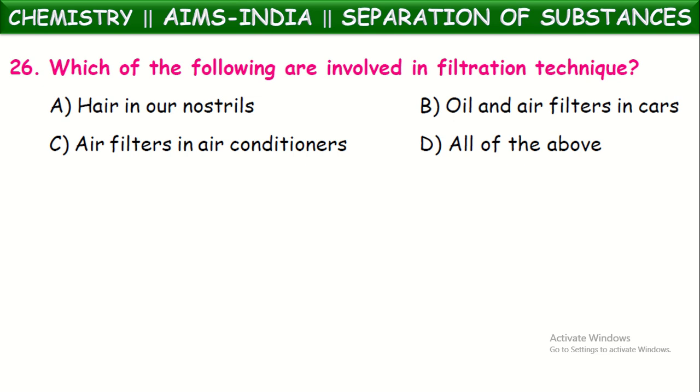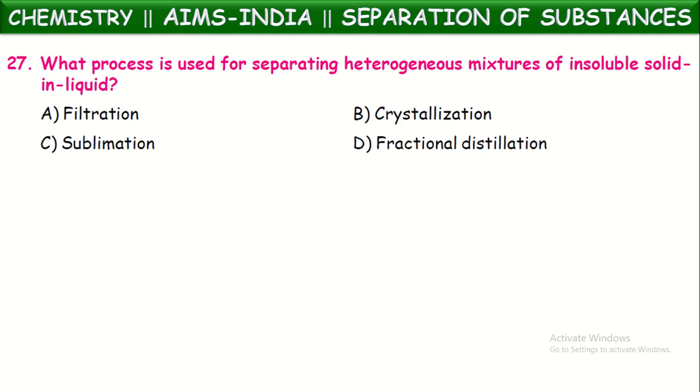Oil and air filters in cars. Yes, oil and air filters filter the unwanted impurities present in the air as well as the oil. And the third one, air filters in air conditioners. Yes, these air filters also filter the dust particles entering the air conditioners. So in these three, the filtration process is happening. You use it, isn't it? So all of these. Next one.